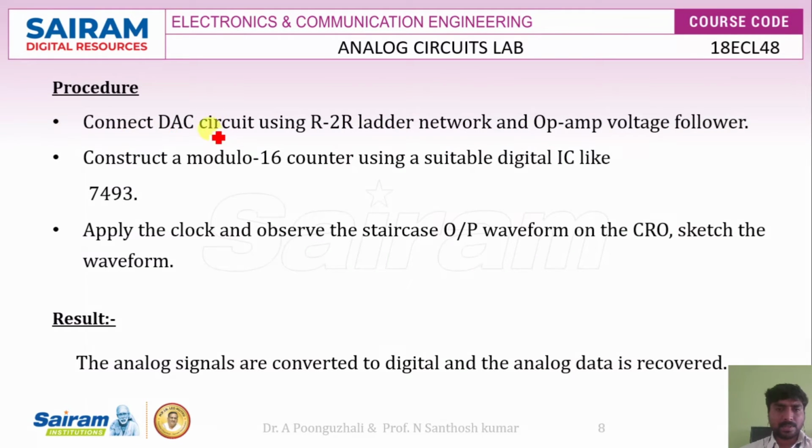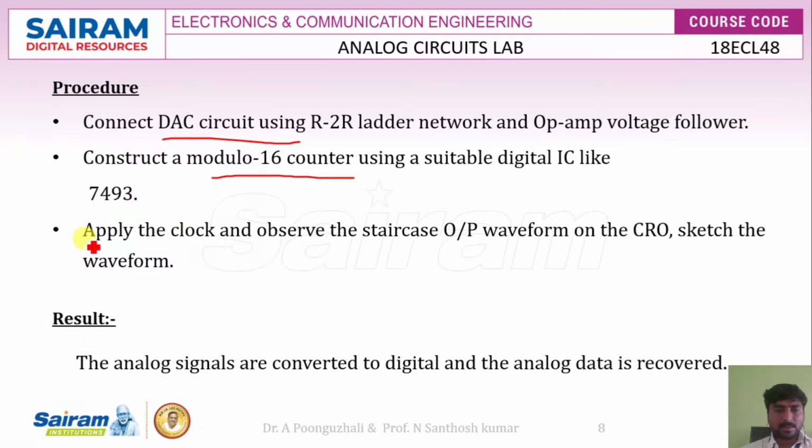The procedure is similar to what we learned in the previous one. First we have to connect the DAC circuit. Once the DAC circuit is connected, the input should be applied through the mod 16 counter. There we were applying through a digital trainer kit, but here we can make use of a mod 16 counter. The output of this counter can be applied as input to the digital to analog converter, so that it converts the digital data into analog output.